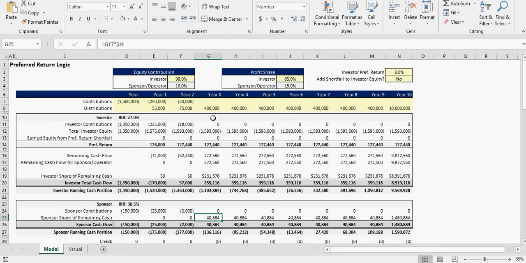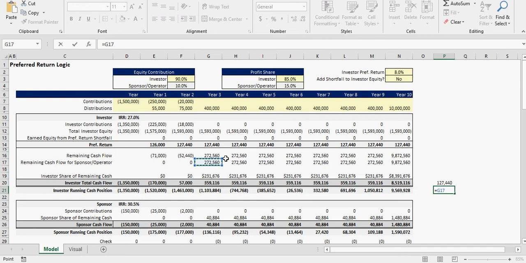40,000 of the 272, or 40,000 is 15% of 272. And then the investor is actually going to have their preferred return of 8% plus the 85% share of what's available to split. So this 359 you can see here is, if you want to do the math, 127,000, and then you're going to add 272 times 85, and if you add those together, you get 359,116, which is the number here. So that's the math that's going on.